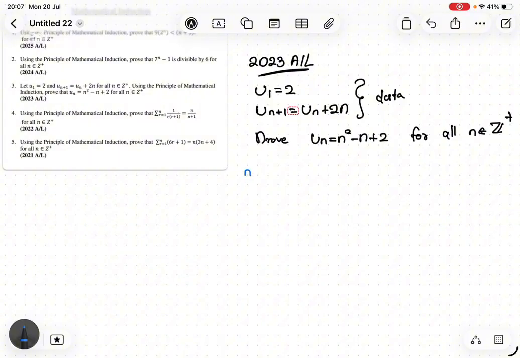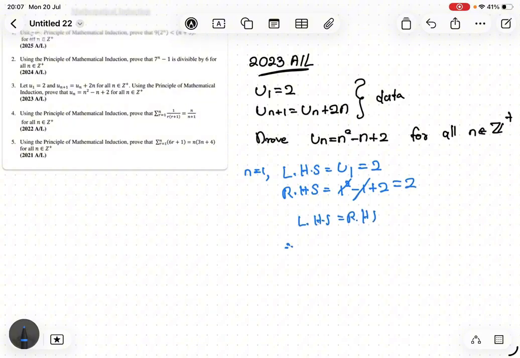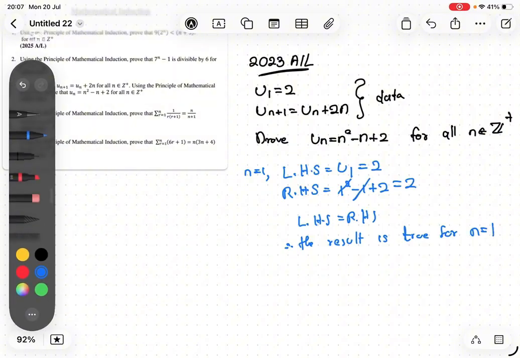Right. Now you take n equals 1. Okay, what is the left hand side when n equals 1? Left hand side equals u1. And also put there, they have given that u1 equals what? 2. Right? Then now put the right hand side. Right hand side, n equals 1, then. So you get 1 squared minus 1 plus 2. So there also you get the answer as 2. Can you see? Left hand side equals right hand side. Therefore, the result is true for n equals 1. Clear? Right.